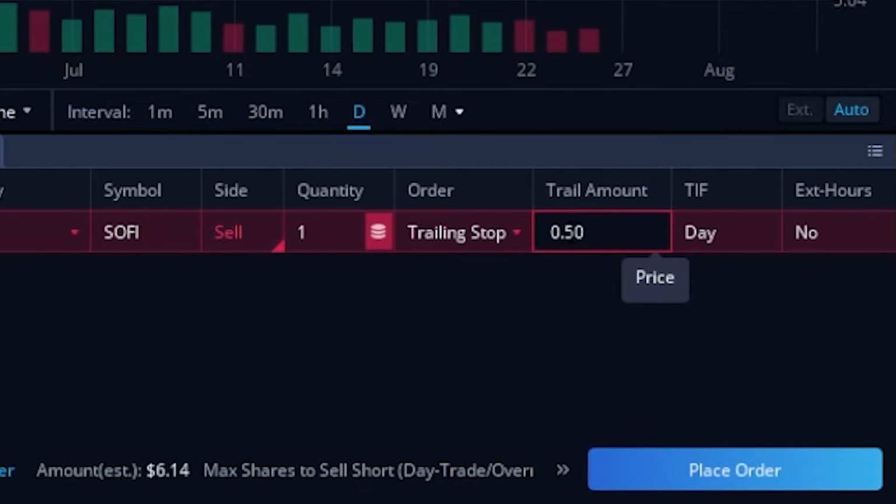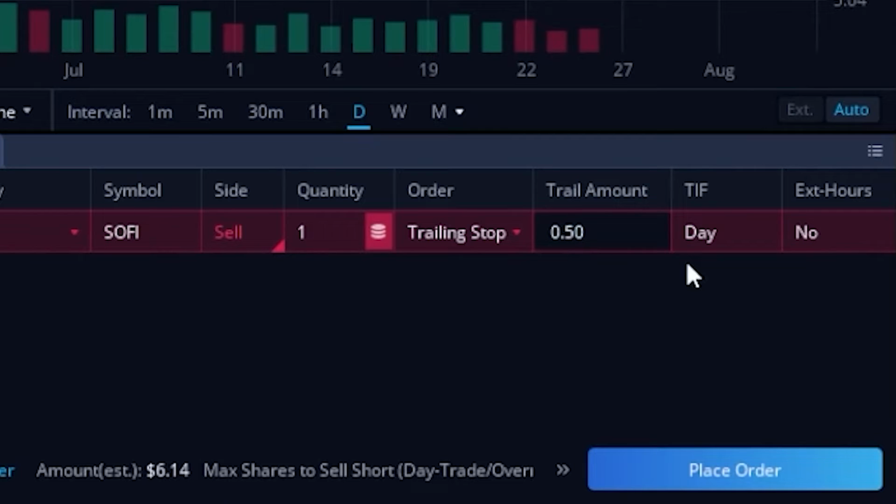And now if I were to actually place this right now, what I'm saying is if the stock ever drops 50 cents from this current price, so in this case, 50 cents below $6.15, my stop would go in at $5.65. Now that would just be where the stop goes in initially, and hopefully that stock is going to go up, and as it does, my stop will actually move up along with it, always following it by 50 cents.